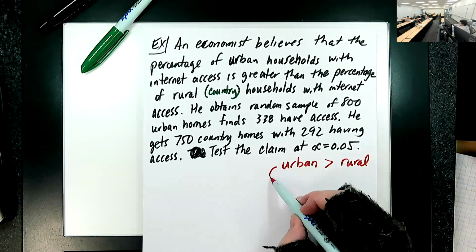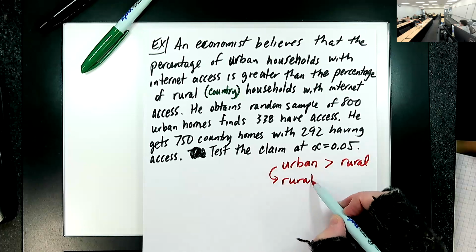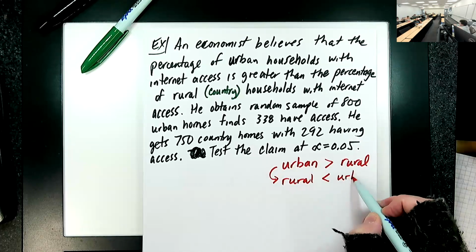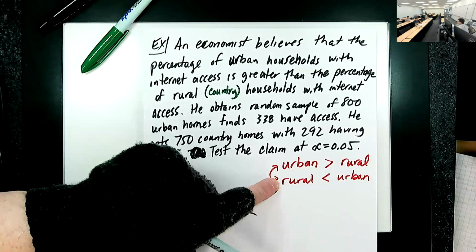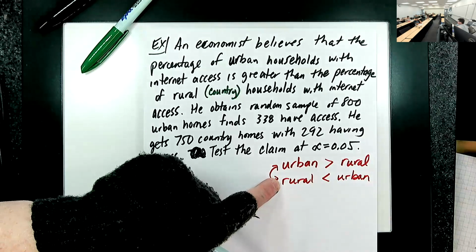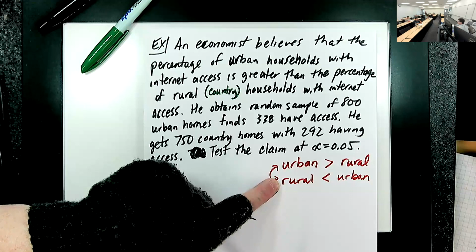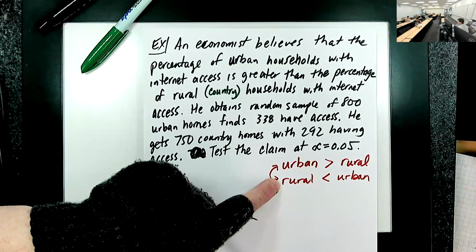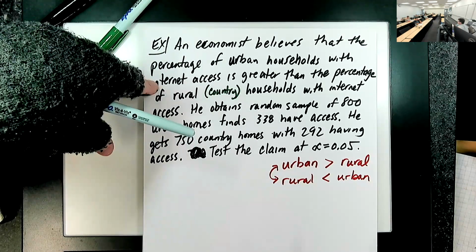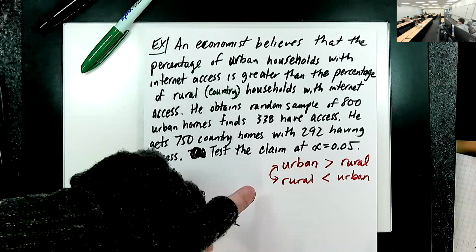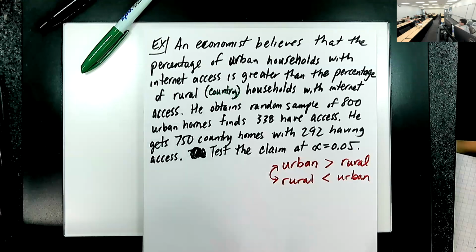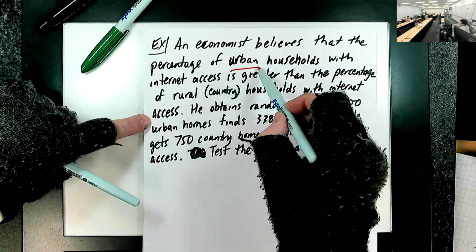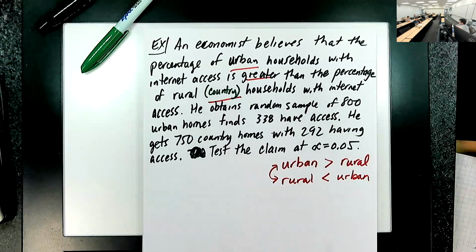These two things are identical. Rural is less than urban. But reading this one, country is less than urban, in my head does not mean the same thing as urban is greater than country. Mathematically, it's identical. In my head, it sounds wrong. It says urban greater than country.